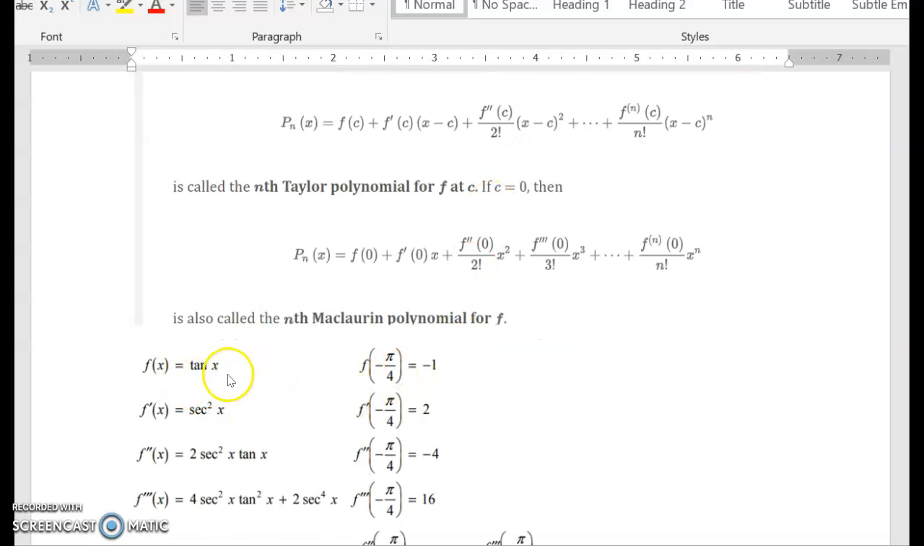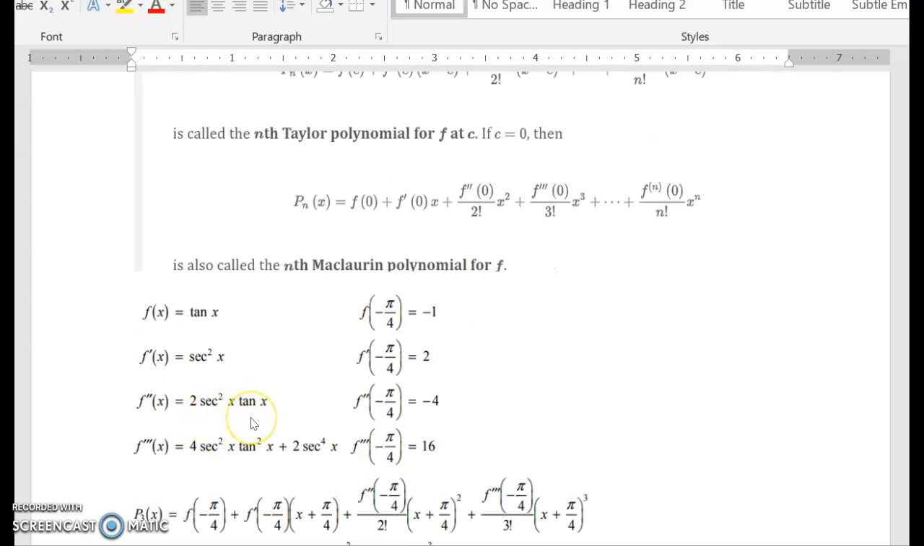And I have just the answers here. So your function is tangent. The derivative is secant squared. What's the derivative of secant squared? Well, you'd have to use the chain rule: 2 secant x times the derivative of secant x, which is secant times tangent. Right, that's where that comes from. And then the third one gets messy, right? We need the product rule here. So see if those 3 derivatives make sense.